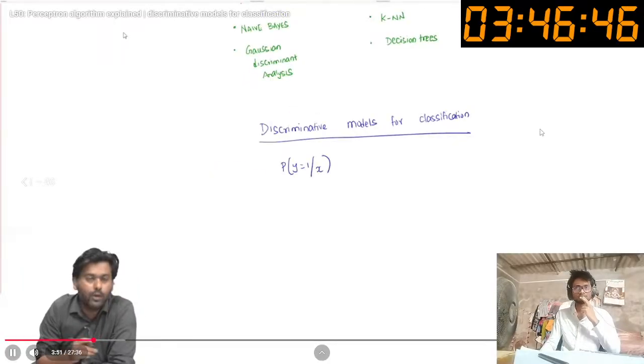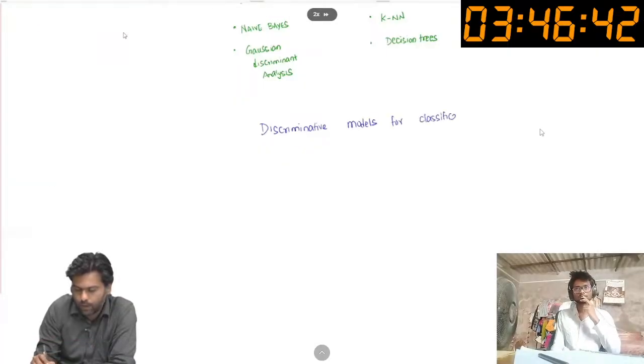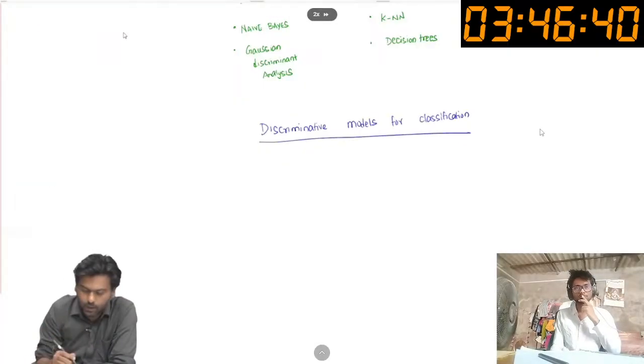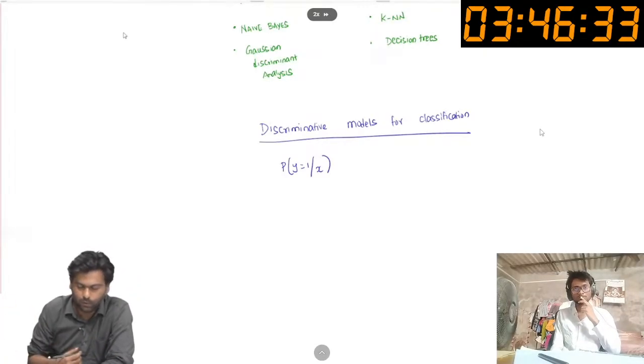Where we are trying to understand the discriminative model. When you say discriminative model, we want to model p of y given x, right? So we want to say how the probability of y equals 1 given x looks like, and of course that will determine the probability of y equals 0 given x, which is just 1 minus the probability of y equals 1 given x.